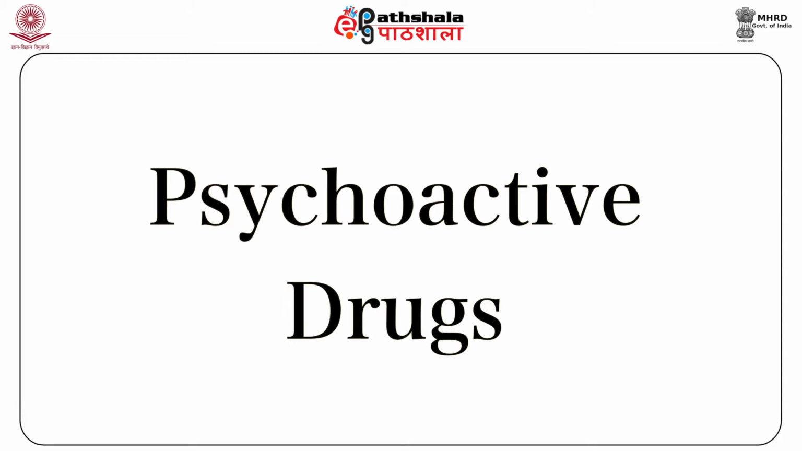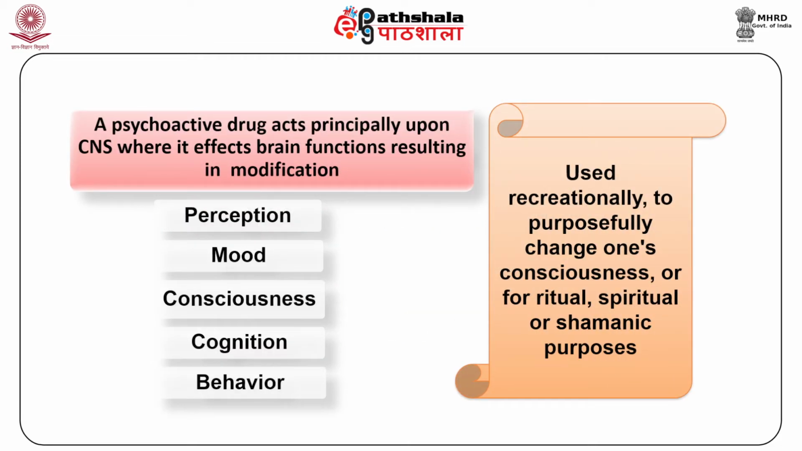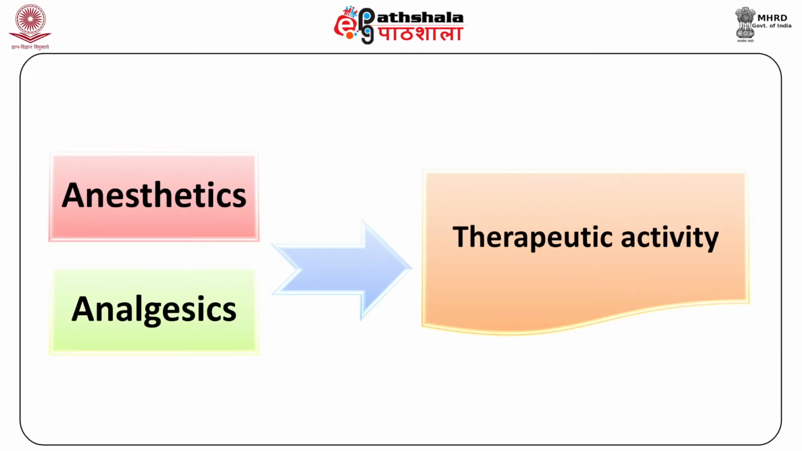Coming on to psychoactive drugs. A psychoactive drug, or a psychopharmaceutical or a psychotropic drug, is a chemical substance that acts principally upon the central nervous system where it affects the brain functioning, resulting in modifications in perception, mood, consciousness, cognition and behavior. These substances may be used recreationally or to purposefully change one's consciousness or for ritual, spiritual purposes. For example, anesthetics, analgesics or the drugs used for the treatment of psychiatric disorders. These types of psychoactive drugs also have therapeutic activities.